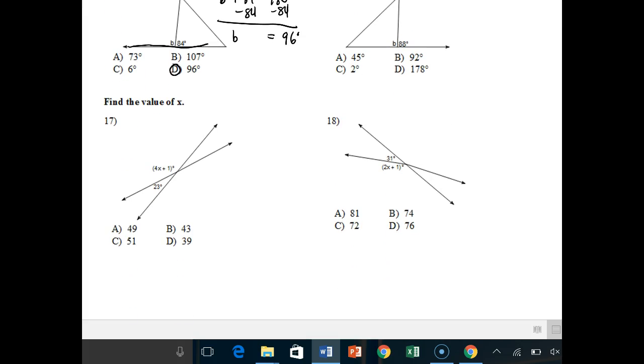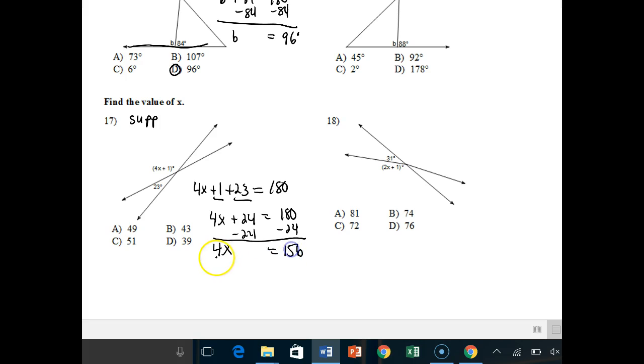And finally, in problem number 17, a very similar problem to the problems we just did, but it says find the value of x this time. So again, we have a supplementary relationship. That means that this angle plus this angle will have to add up to equal 180 degrees. So 4x plus 1 plus 23 will have to equal 180. So we combine like terms, and 1 plus 23, we get 4x plus 24 equals 180. And then we just have a simple two-step equation where we subtract 24 from both sides first. We're left with 4x is equal to 156, and then we finish by dividing by 4. X, in this case, will be equal to 39.